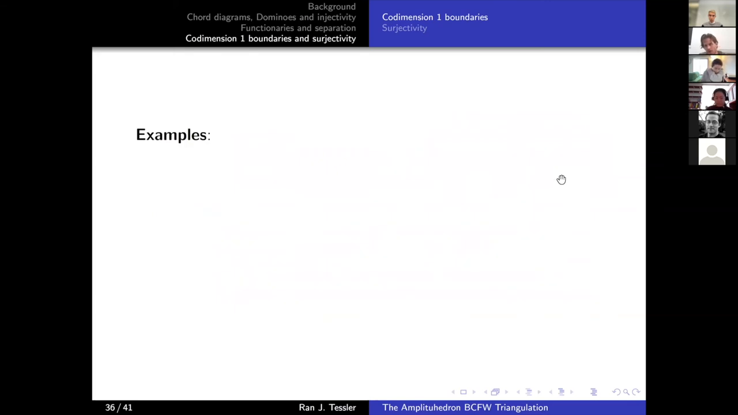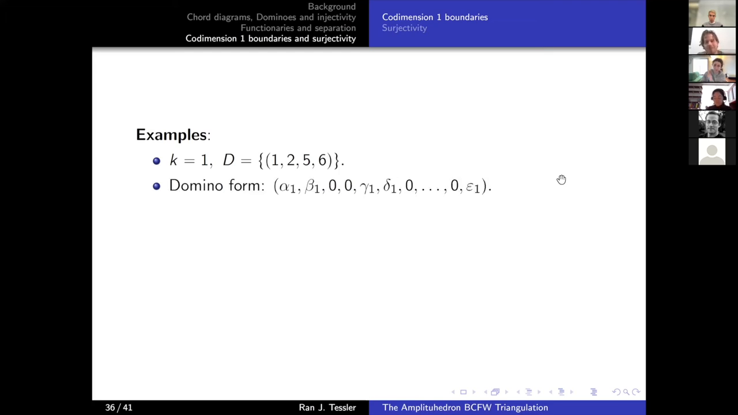So let's do a few examples. The first example is K equal one, meaning that we have one chord, and let's take the chord diagram 1, 2, 5, 6. I didn't want to draw it because I was afraid that Chaim will interrupt, so I will just show the matrix form. The domino form of such a matrix is alpha one, beta one at the first two locations. Then we have 0, 0 because we jump over 3, 4. Then gamma one, delta one, and then epsilon.